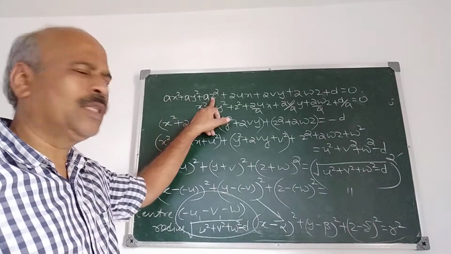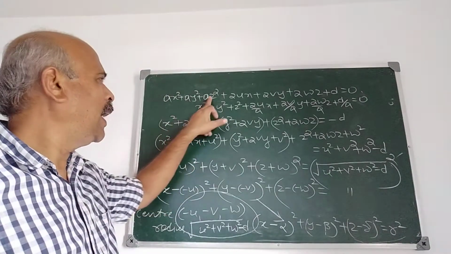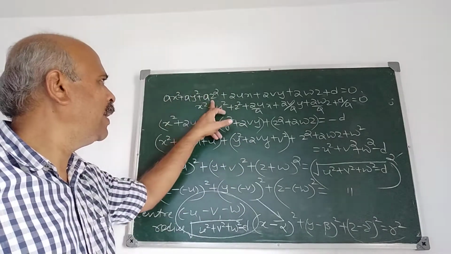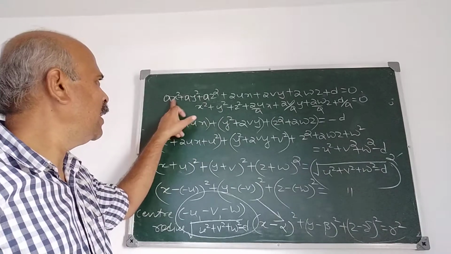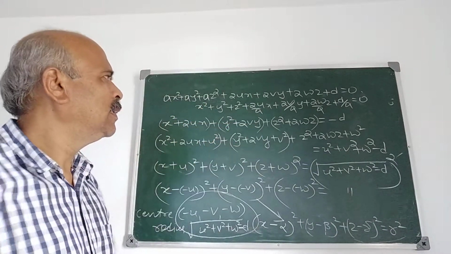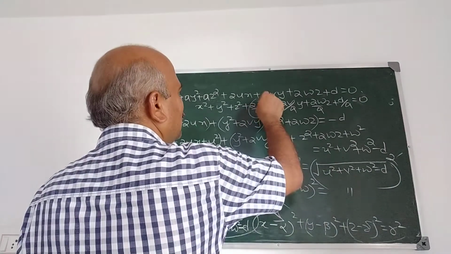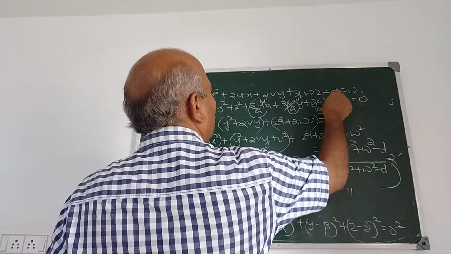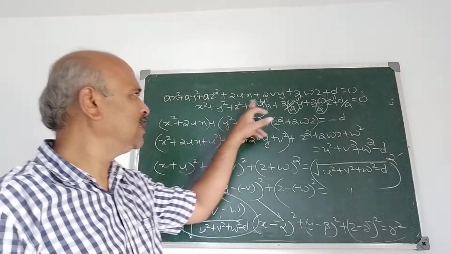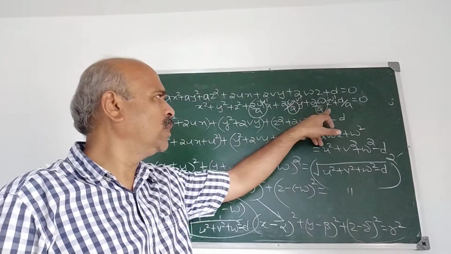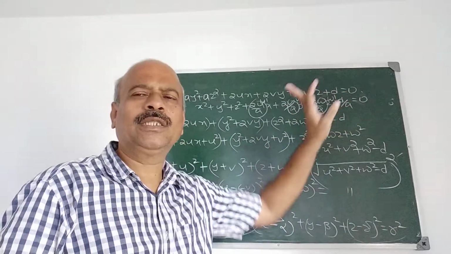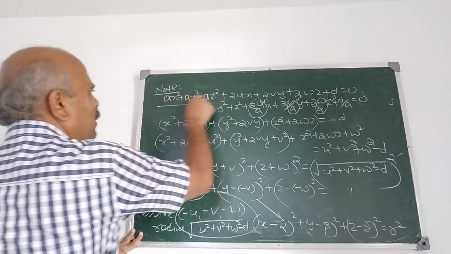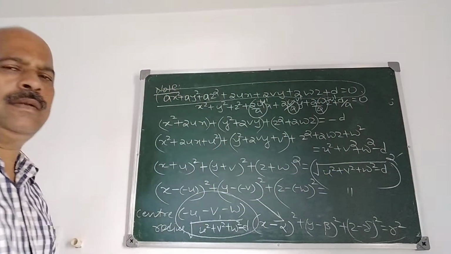Therefore, if the coefficients of x square, y square, z square are the same, then also that represents a sphere, because we can divide by that same constant a, then we will get the equation in the standard form. We can take u by a as u dash, v by a as v dash, w by a as w dash. Then it is the standard form x square plus y square plus z square plus 2 u dash x plus 2 v dash y plus 2 w dash z plus d dash is equal to 0. So this equation also represents a sphere.